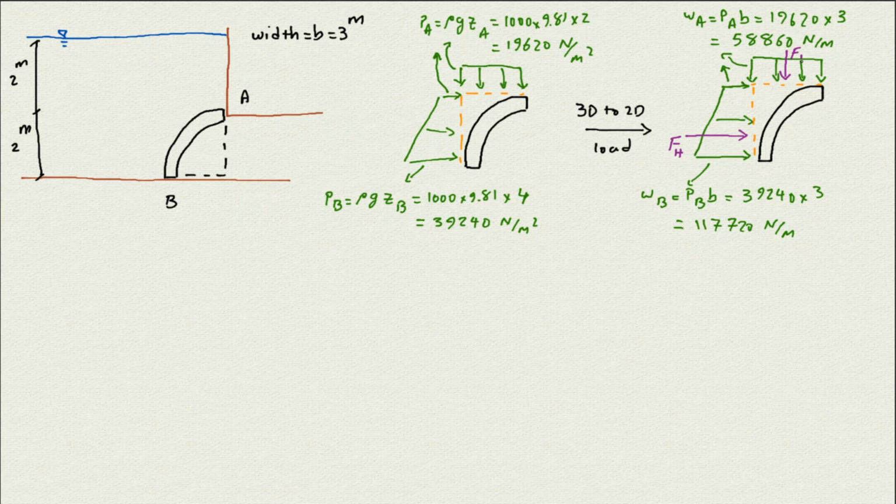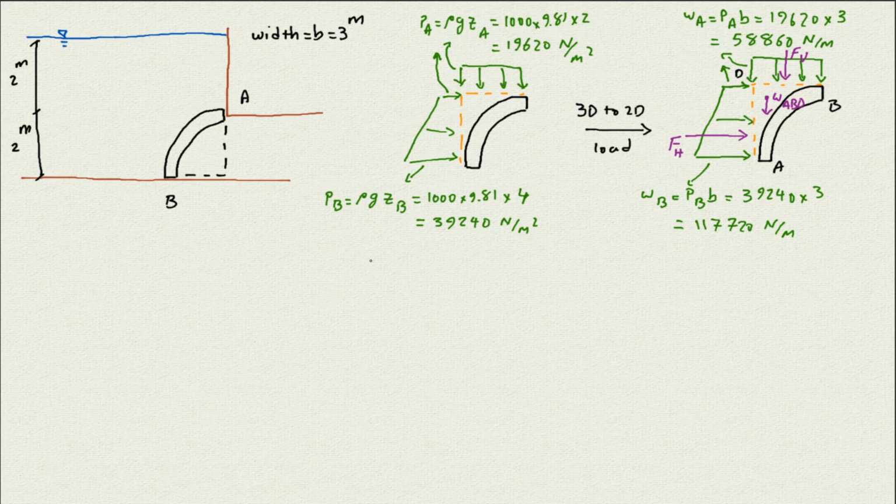It's going to be FV, and then I also have the weight of the water in that area, the ABD. If I call this A, B, and then D, the weight of the ABD is also there, so we want that weight as well. So these are the forces we will have.